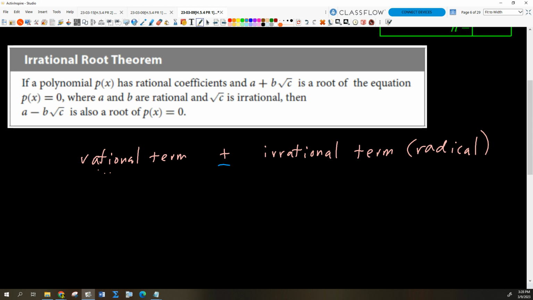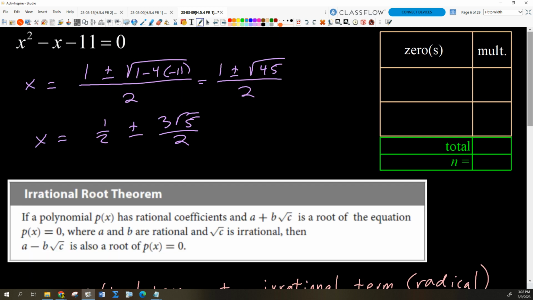Okay. So it happened here. I got 1/2 plus 3 square root of 5 over 2, so I have to get 1/2 minus 3 square root of 5 over 2. How come? Because I had a square root in there. It has to come in a conjugate pair like that. That's not one that is covered all the time in the high school algebra class, but that's a pretty good one. It gives you a lot of insight into the way functions behave.